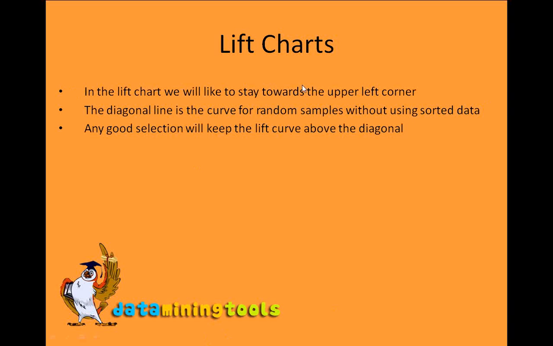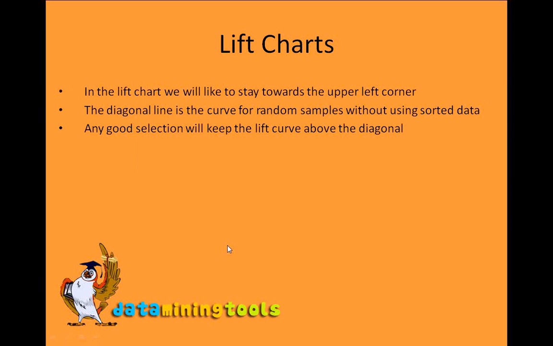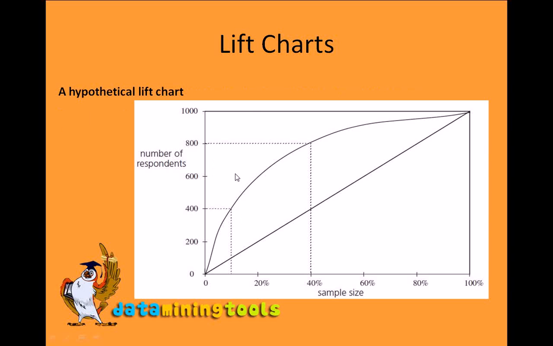As you can see in the lift chart, we'll try to stay towards the upper left corner. If we come back to the previous case, we'd like to stay over here. That is, for the minimum sample size, we have the maximum number of respondents. The diagonal line is the curve for a random sample without using sorted data. Any good selection will keep the lift curve above the diagonal. So this is the favorable area for a lift chart to exist for any learning method.